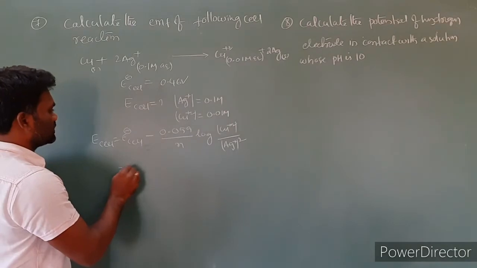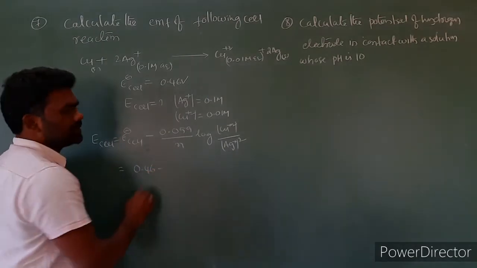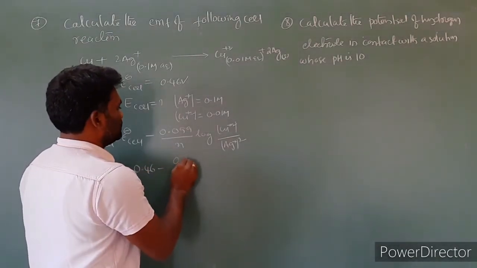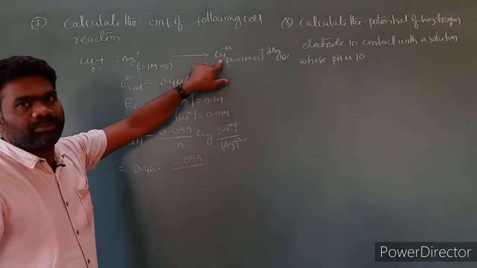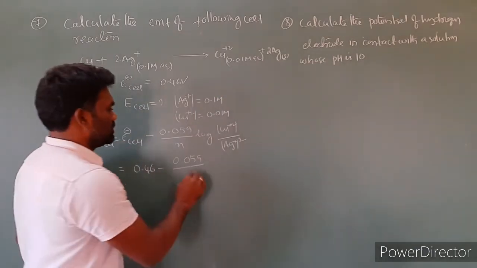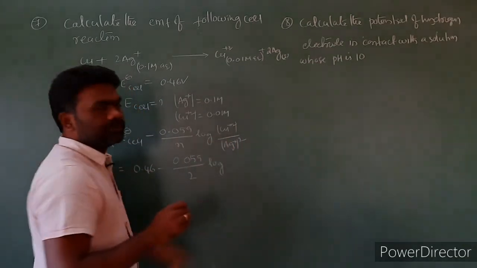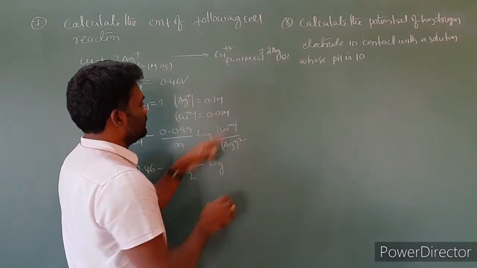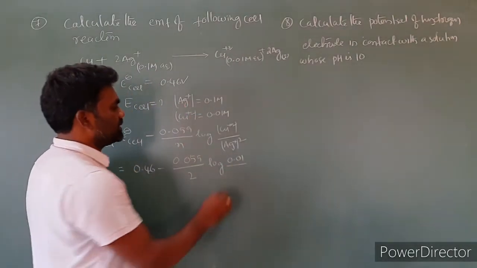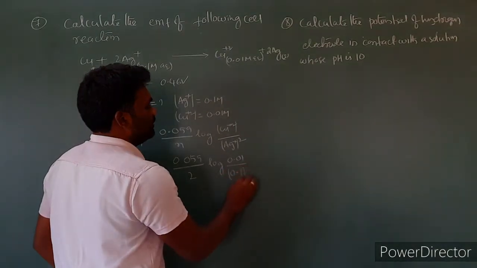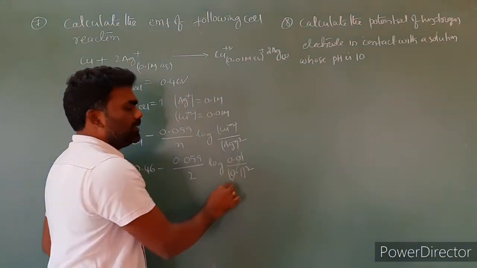Then substitute the values. The standard potential of the cell is given, 0.46 minus 0.059 by n. How much is n? Cu(0) goes to Cu2+, that means the number of electrons involved in the reaction is 2. So n is equal to 2, log concentration of Cu2+, how much is given? 0.01, by concentration of Ag+, how much is given? 0.1 power 2. So this will be 0.1 into 0.1, we'll get 0.01, nothing but it will cancel.